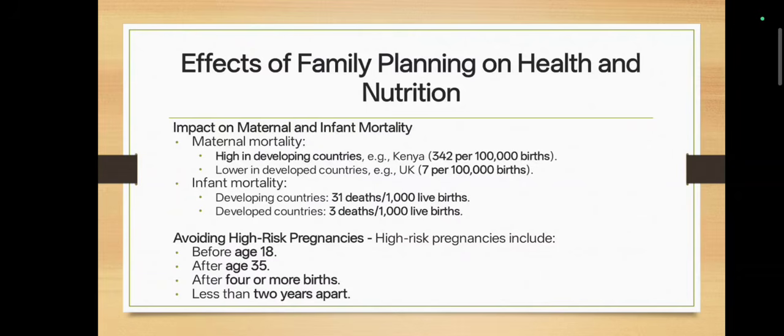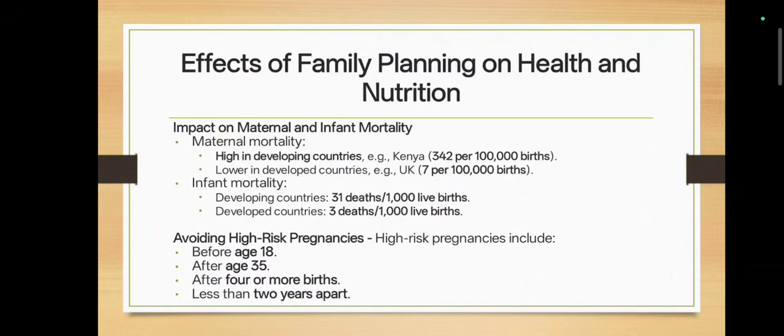Family planning also helps avoid high risk pregnancies such as those occurring before age 18, after age 35, after 4 or more births, or less than 2 years apart. High risk pregnancies before age 18 often lead to complications due to incomplete physical maturity.